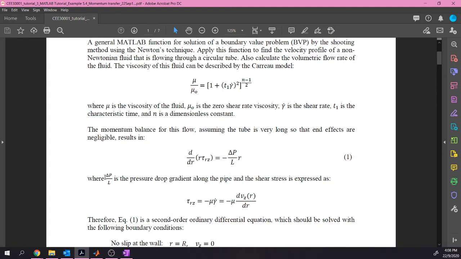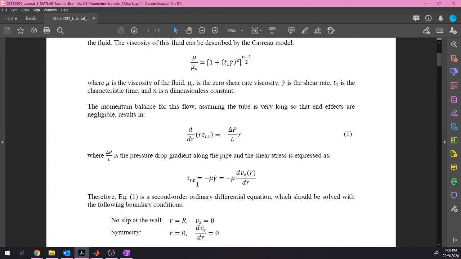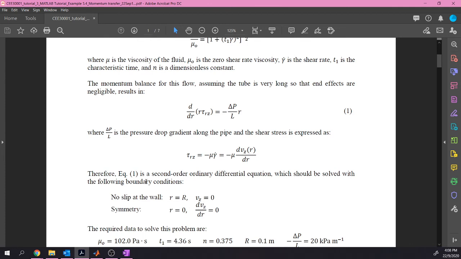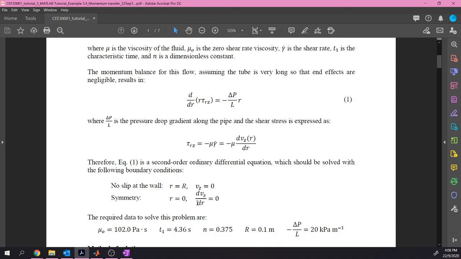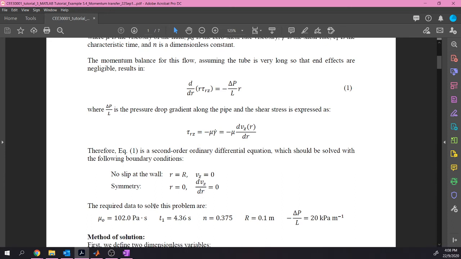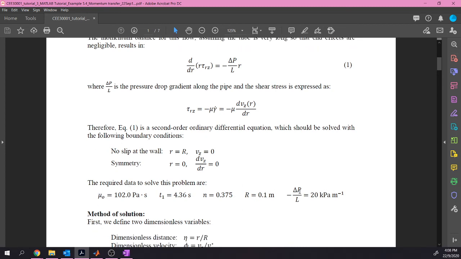All right, so this is the pressure drop along the pipeline. We've done that. So therefore, equation 1 is a second order ordinary differential equation which should be solved with the following boundary condition. Okay, so this is your maximum velocity gradient. So the required data to solve this problem is given. Later we'll have to input these into the solver in MATLAB.